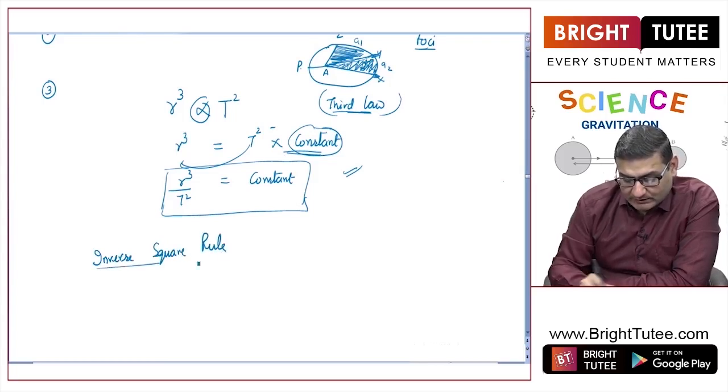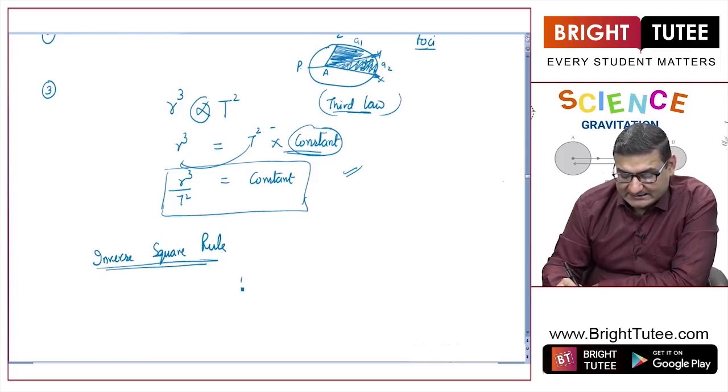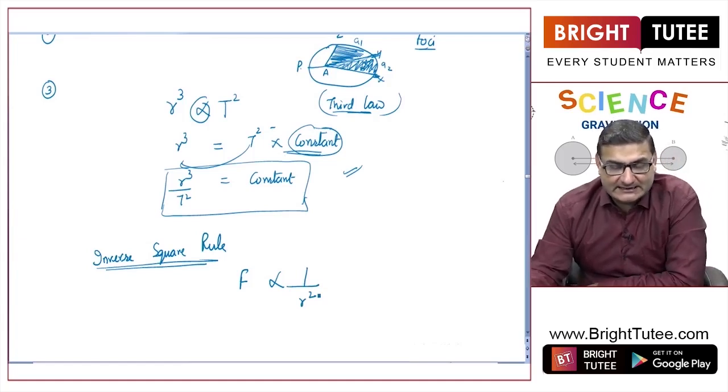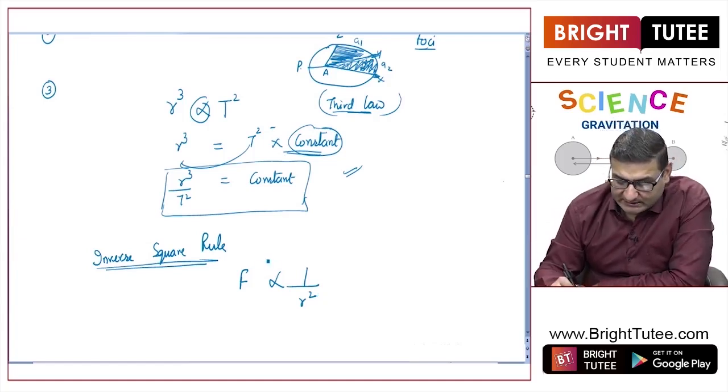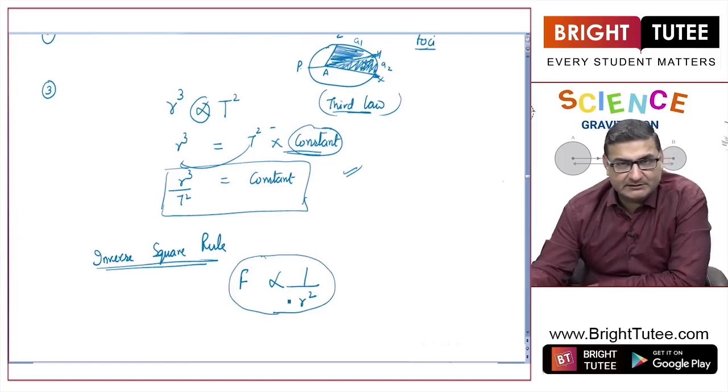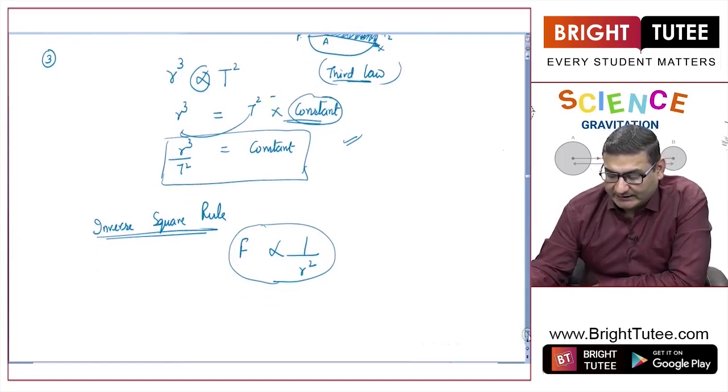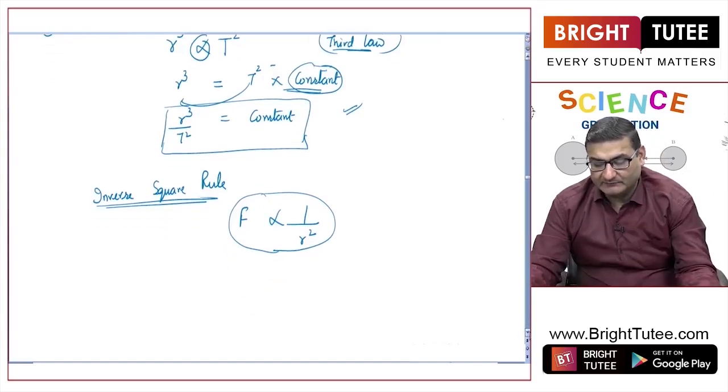Now, this inverse square rule states that F is inversely proportional to the square of the distance. Now, this inverse square rule, from where did it come? Let us see. It is based on Kepler's law, and let us see how we derived this particular inverse square rule.